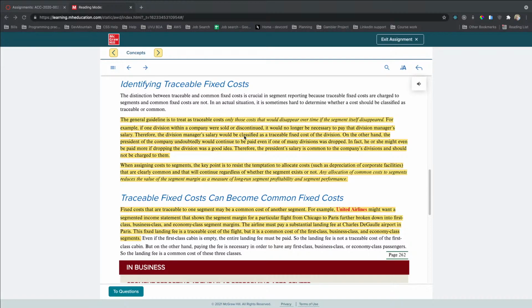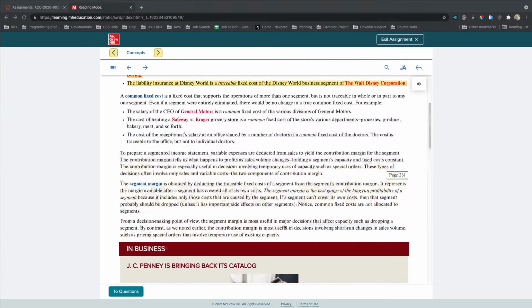Oh, right. For example, if one division within a company were sold or discontinued, or no. Traceable costs, only those costs that would disappear over time if the segment itself disappeared. Do we have a definition of a segment? My gosh.